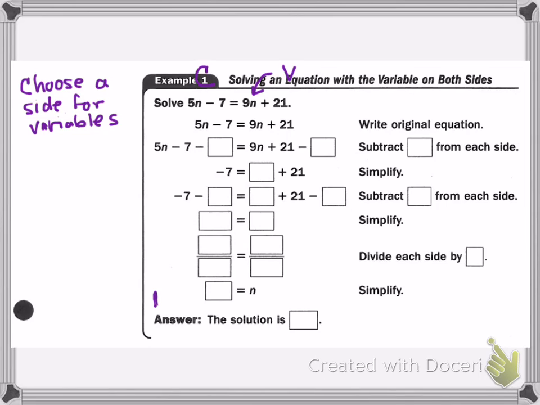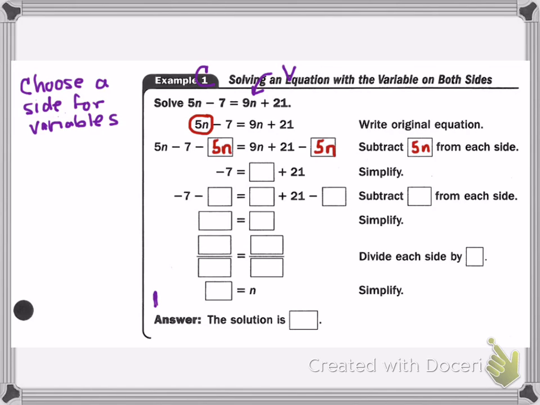Since the side on the left is our constant side, we want to get rid of the variable term on that side. And so we want to subtract 5n from both sides of the equation. And again, that goal for that is just to get all the variable terms to one side and all the constant terms to the other side. So we're going to subtract 5n from both sides.